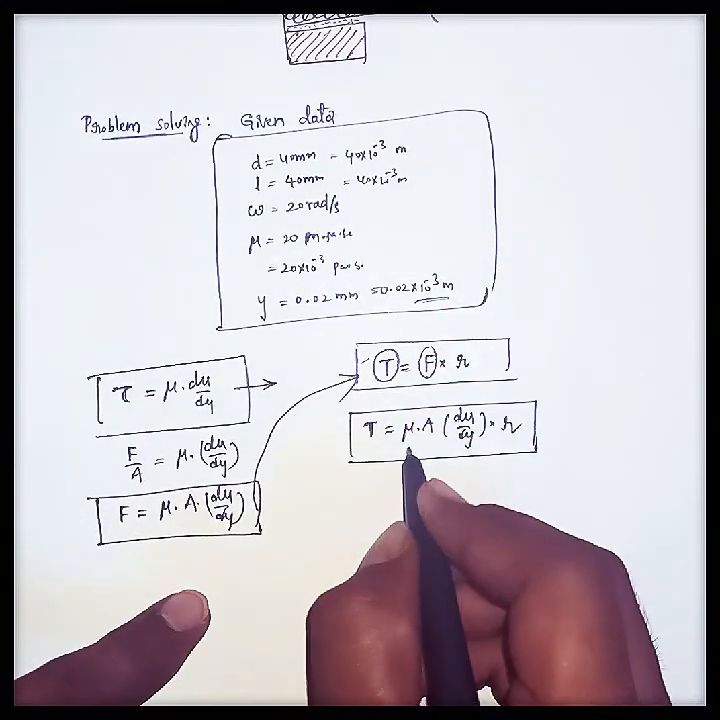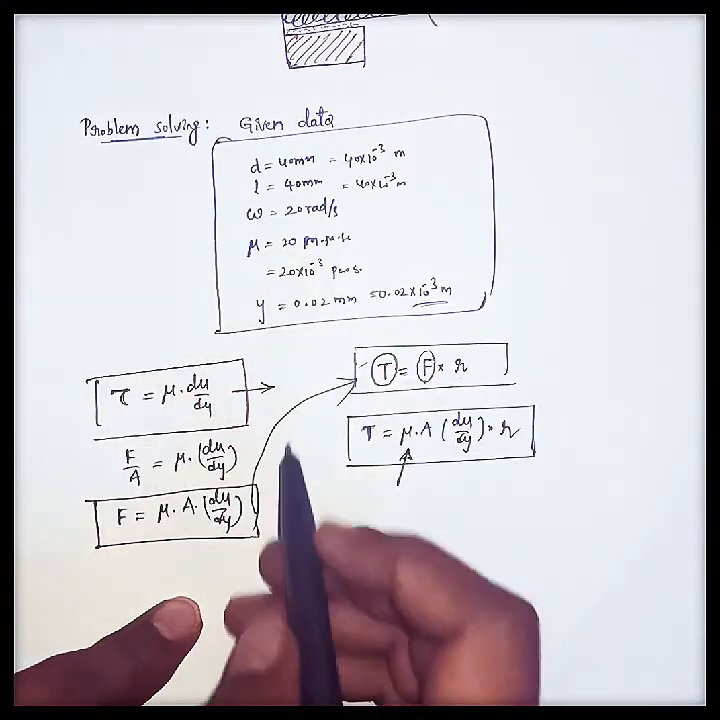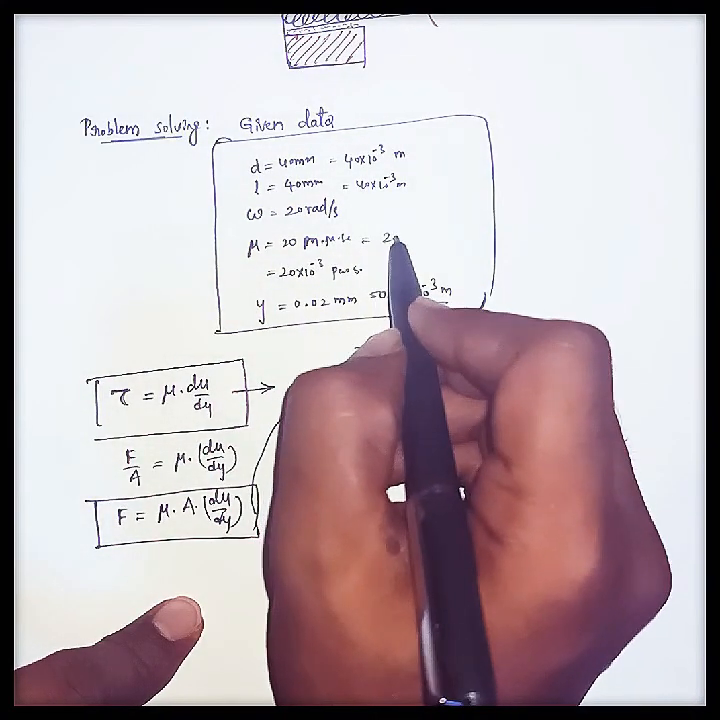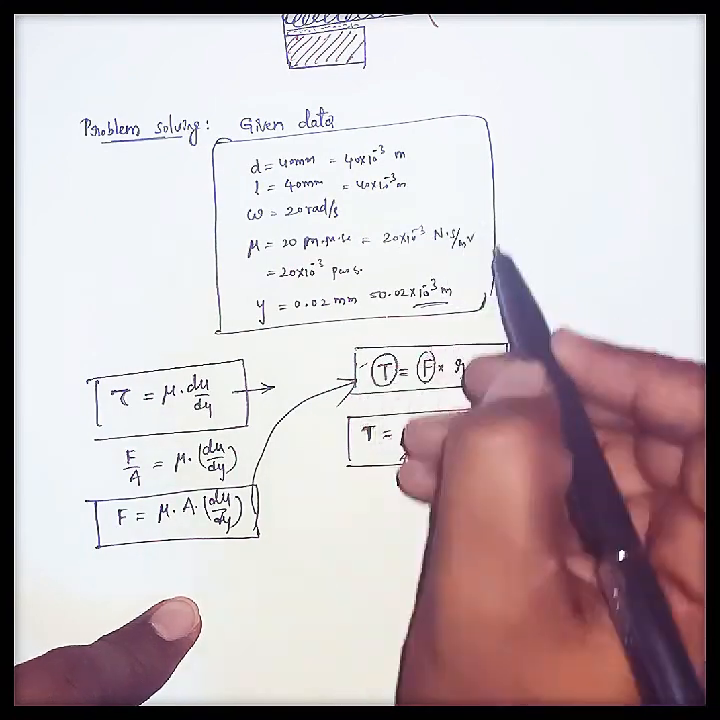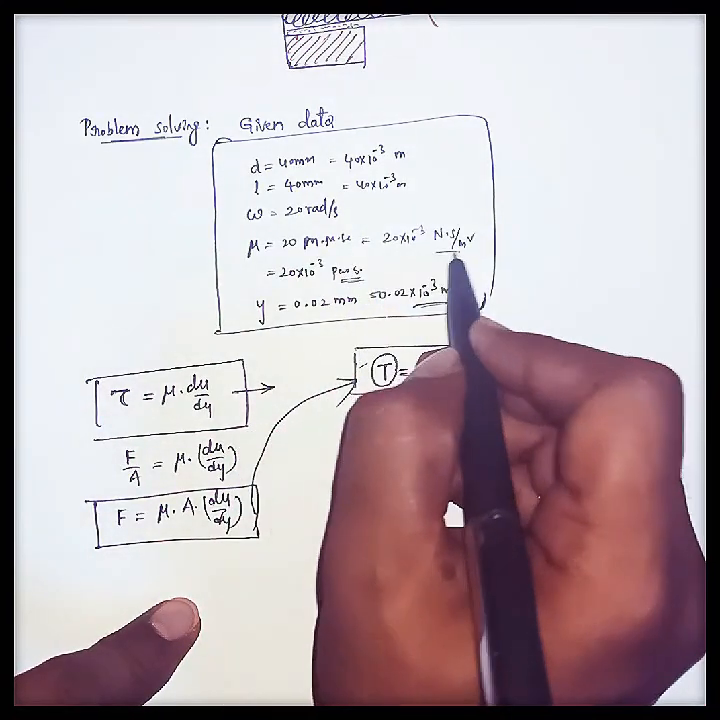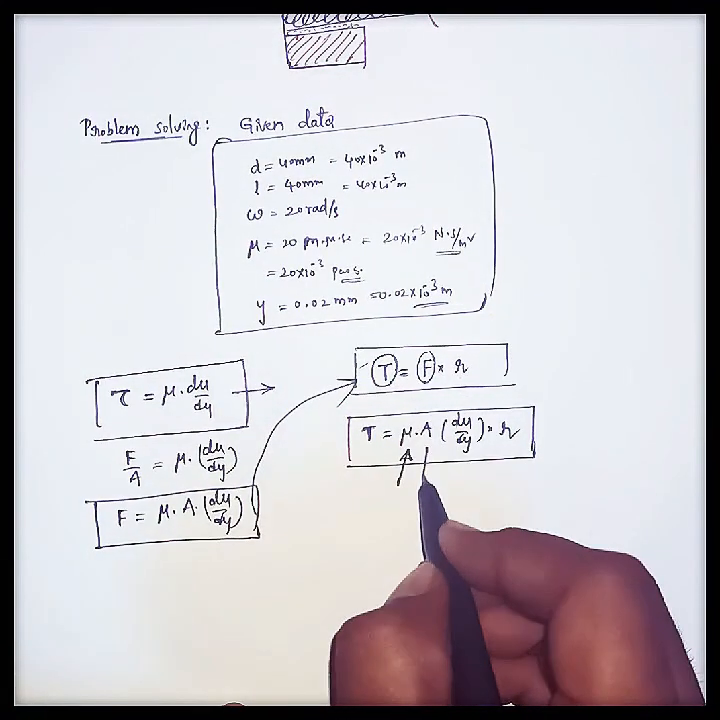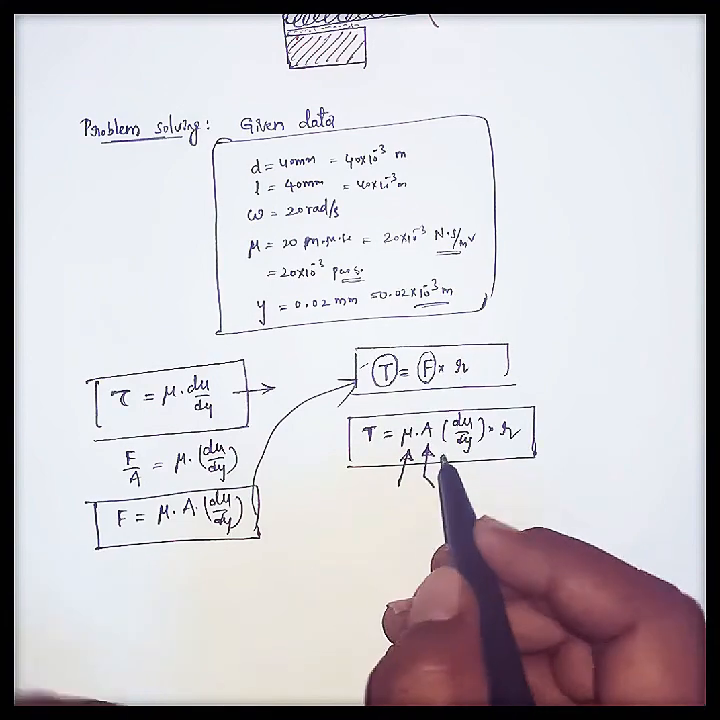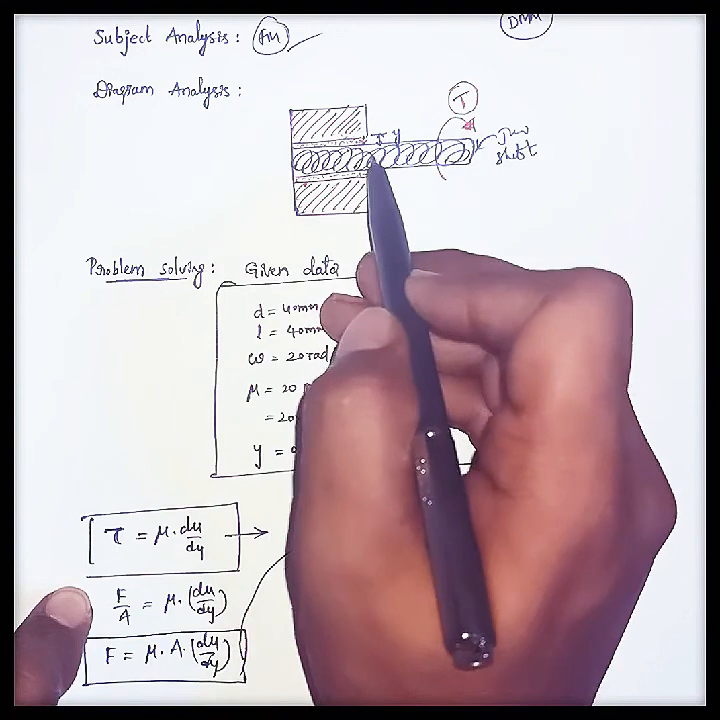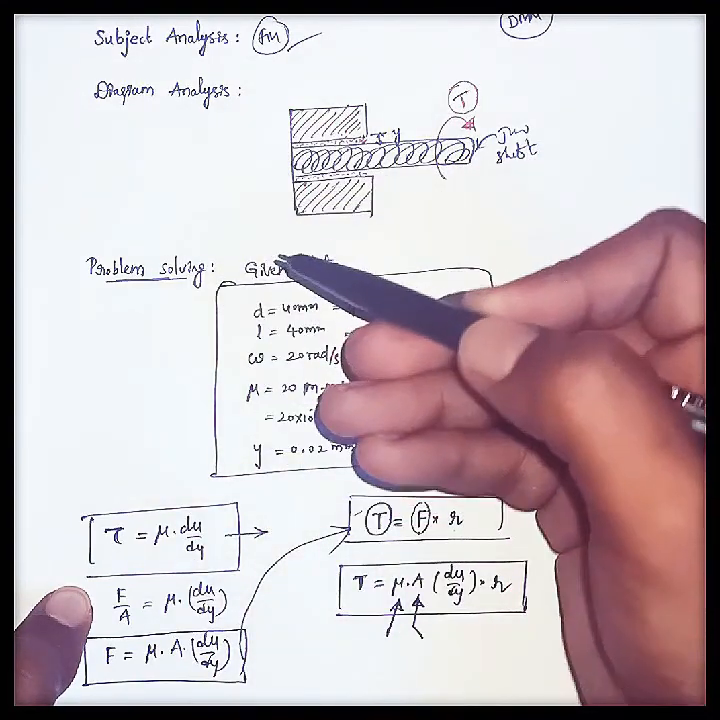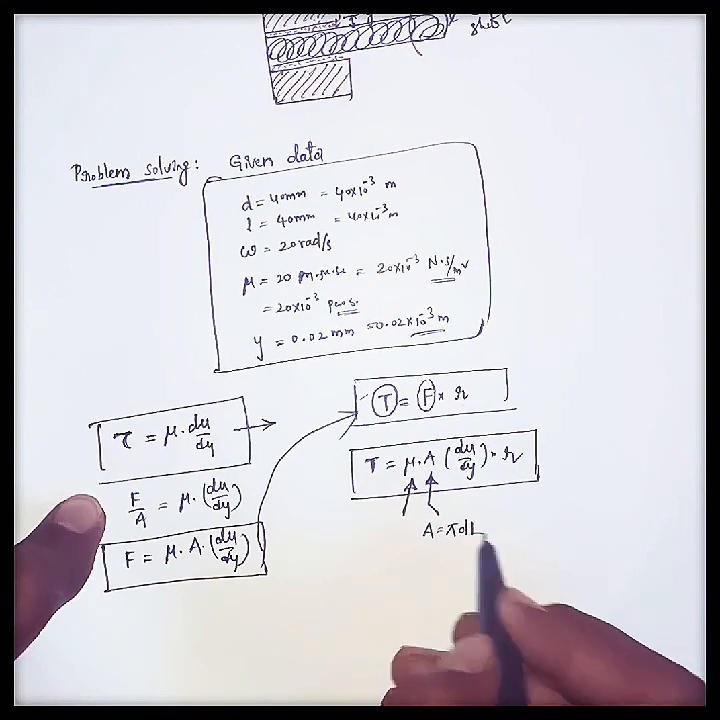Here, mu is already given in the question, that is 20 millipascal second. This can also be written as 20 into 10 power minus 3 Newton second per meter square. 1 pascal second is nothing but Newton second per meter square, and this is the viscosity given. This is the area. Which area we have to consider? The area in which the lubricant is in contact with the shaft, that is the surface area, pi d L.